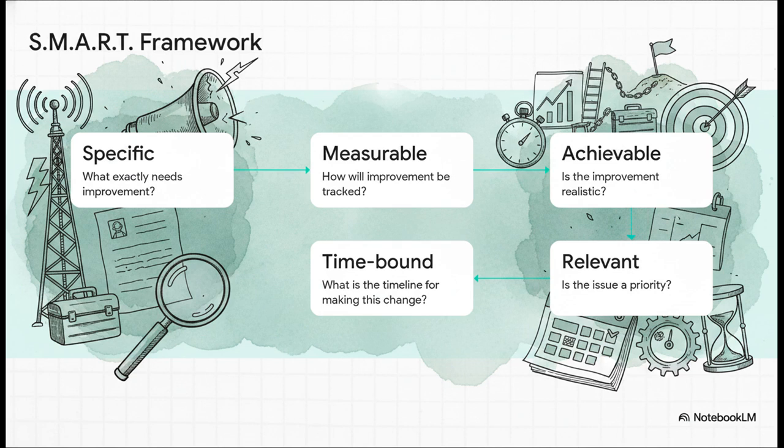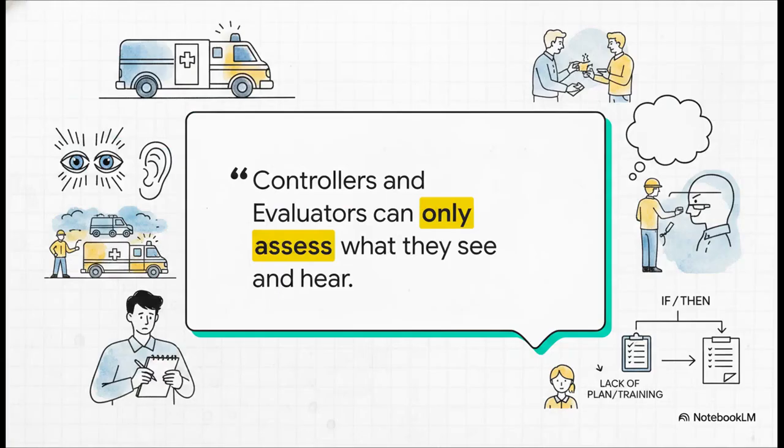Please don't just write "communications were bad." That doesn't help anyone. Instead, rate specific details about what failed. Make it measurable. Ask yourself if the fix is actually achievable and relevant to their future performance. And finally, ensure the improvement is time-bound so we can actually hold agencies accountable for fixing it before the next real-world disaster strikes. And always remember this great quote straight from the situation manual.